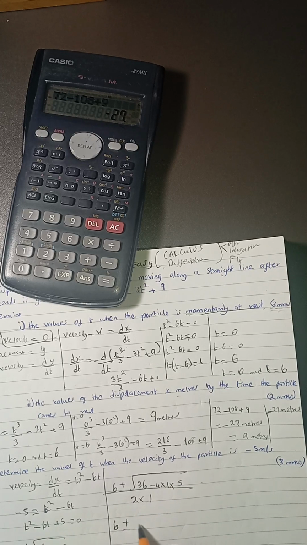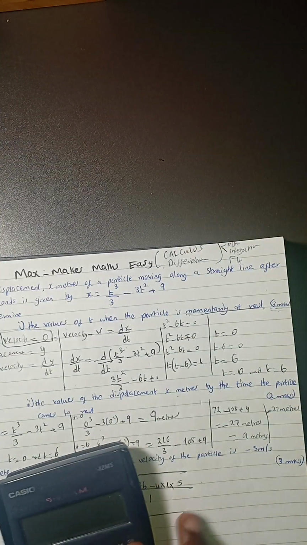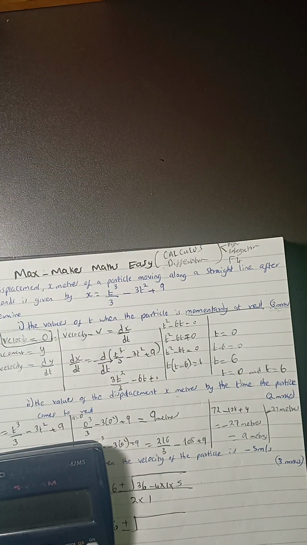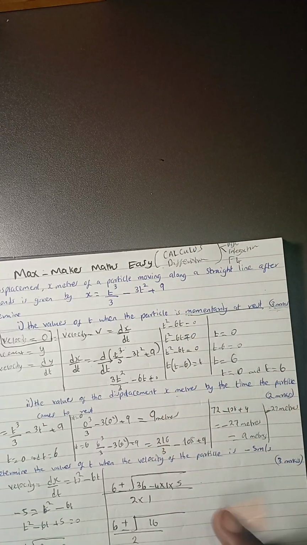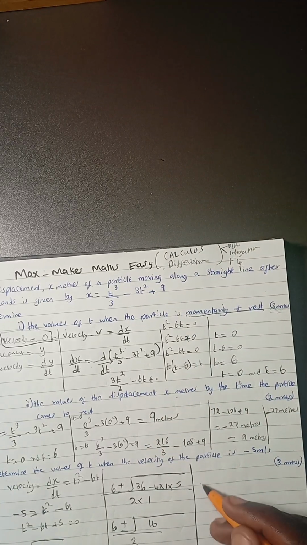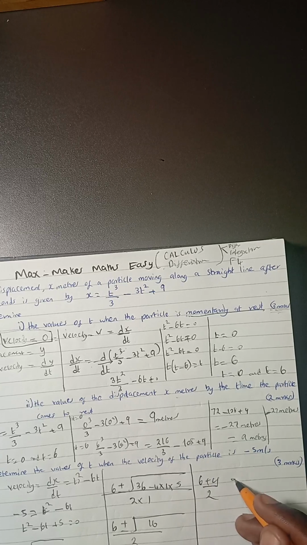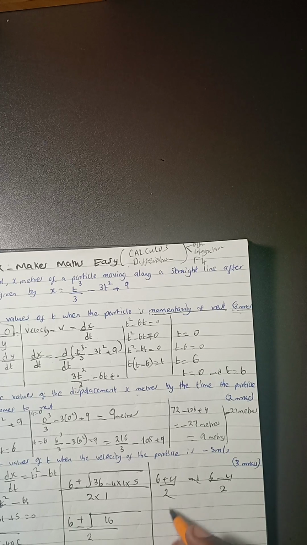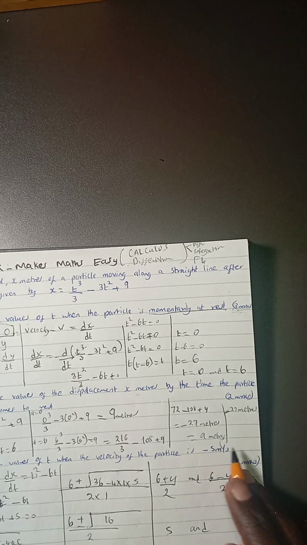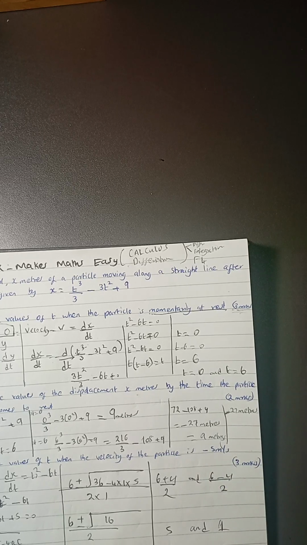That becomes 6 plus or minus the square root of 36 minus 4 times 1 times 5. That becomes 16 divided by 2. That becomes 6 plus or minus the square root of 16, which is 4, divided by 2. And the values of t become 6 plus 4 divided by 2 and 6 minus 4 divided by 2, and the values of t become 10 divided by 2 is 5 and 6 minus 4 is 2, divided by 2 is 1. So t is equal to 5 and t is equal to 1.